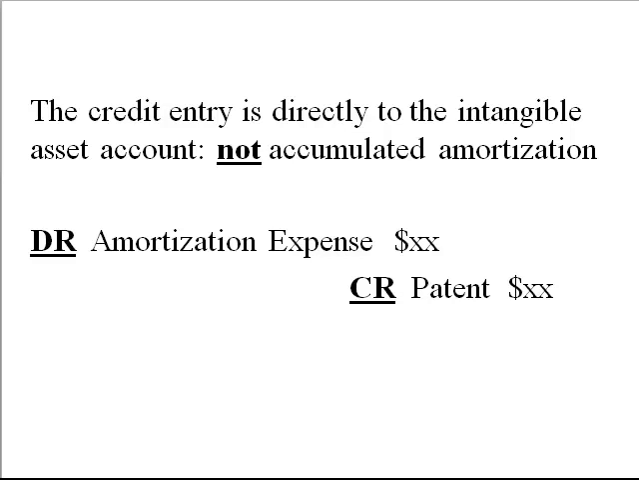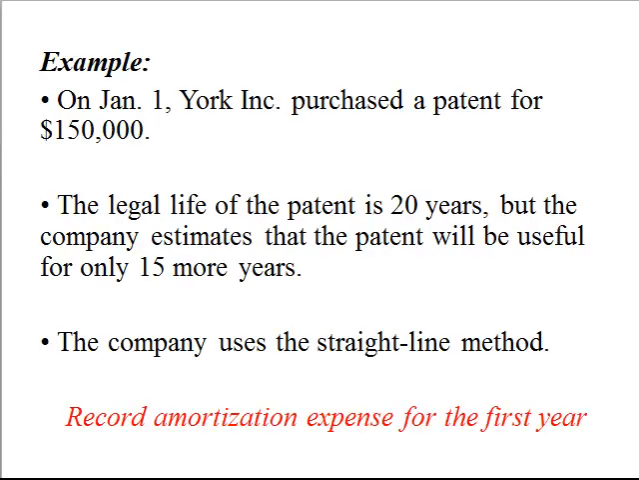The credit entry in the case of amortization is not to an accumulated account. Rather, we directly credit the intangible asset itself. Here's an example. Let's assume York Inc. purchased a patent for $150,000. The patent has a legal life of 20 years, but we think its useful life is only 15 years. We're going to use a straight line method of amortization.